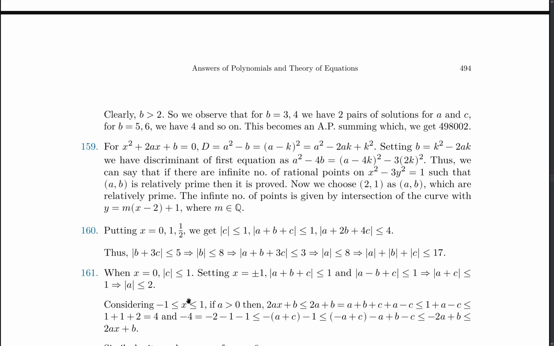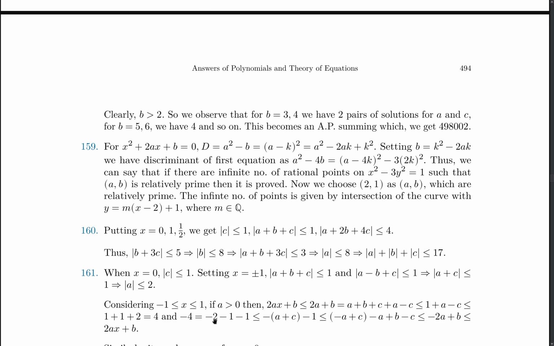Now consider that if a is greater than 0, then 2ax plus b would be less than or equal to 2a plus b, because x lies between minus 1 and 1. So 2ax will be less than 2a. Now we expand this and we get the result a plus b plus c plus a minus c. So c gets cancelled, 2a plus b will be less than or equal to 1 plus a minus c, less than or equal to 1 plus 1 plus 2, which is equal to 4.